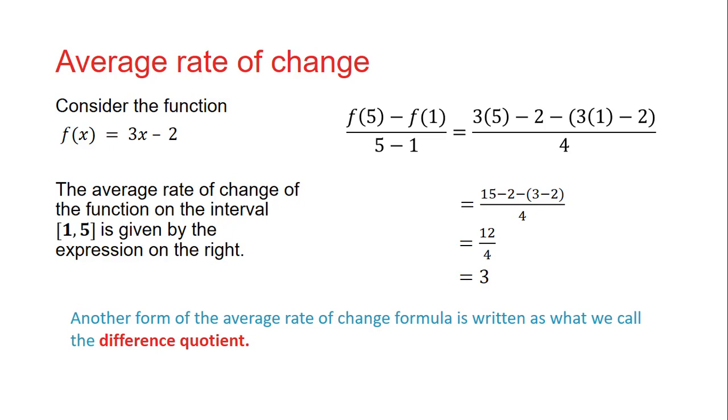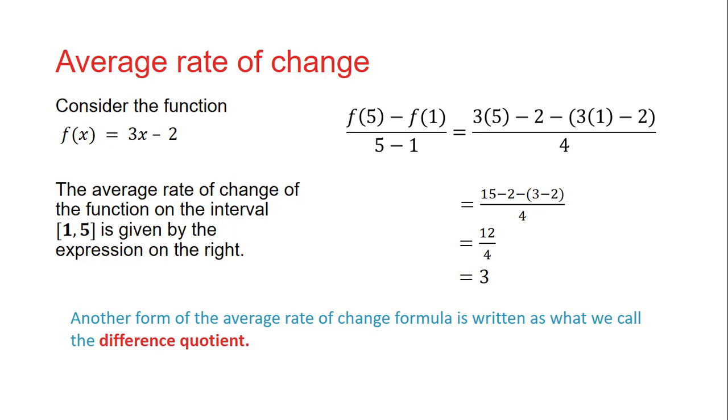Let's review. If we have the function f of x equals 3x minus 2, and we want to find the average rate of change of the function on the interval 1 to 5, we would find f of 5 minus f of 1 divided by 5 minus 1. Again, nothing more than the slope of the line through those 2 points.